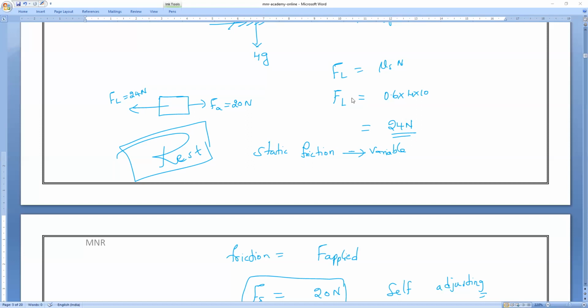If suppose applied force is greater than F limiting, what will happen? Kinetic friction. So that is what you should remember. Make it quick.